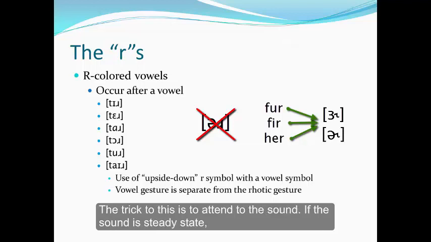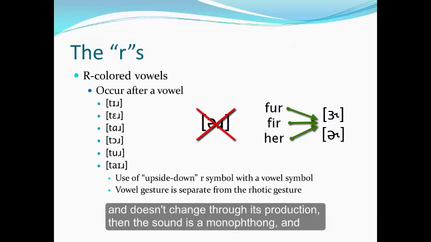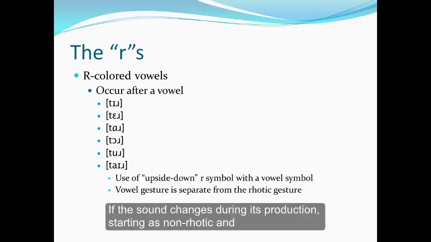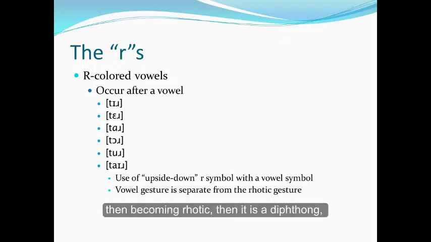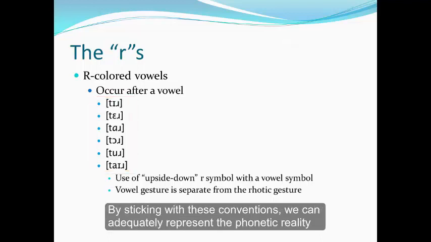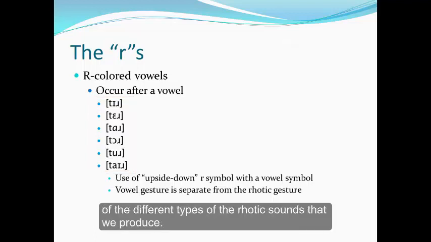The trick to this is to attend to the sound. If the sound is steady state and doesn't change through its production, then the sound is a monophthong, and it should have only one symbol. If the sound changes during its production, starting as non-rhotic and then becoming rhotic, then it's a diphthong, and it should have more than one symbol representing it. By sticking with these conventions, we can adequately represent the phonetic reality of the different types of the rhotic sounds that we produce.